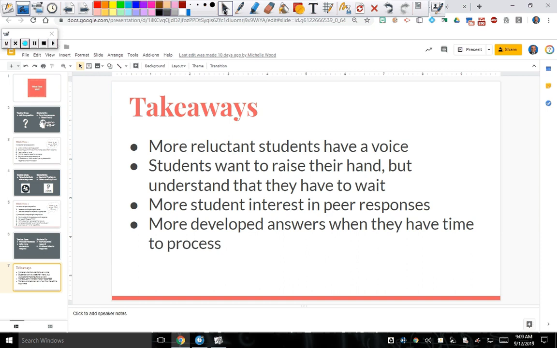And then the last one, the big takeaways are this. Students who are quiet, more reluctant students, they have a voice. Because I need to know what you understand. I need to know what you know. Okay? And we build from that.